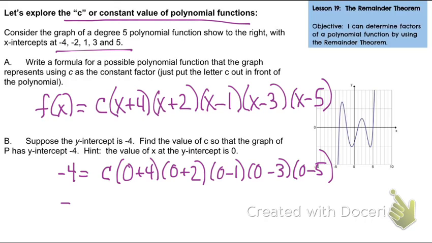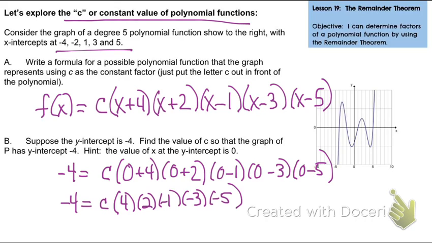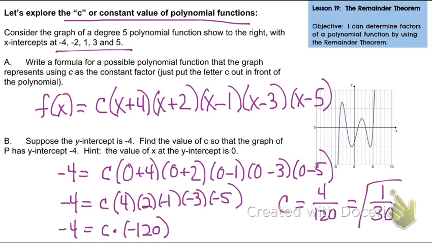So I get negative 4 equals c times 4 times 2 times negative 1 times negative 3 times negative 5. So negative 4 equals c times negative 120. Okay, so to solve for c, we divide both sides by negative 120. So c equals 4 over 120, which equals 1/30th. So that is the number that actually goes in front of that equation.